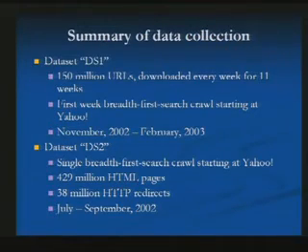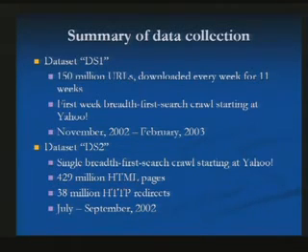So about our collection. We have 2 different data sets. The first, which I'll refer to as DS1, consists of 150 million URLs, which we downloaded each week for 11 weeks. The initial crawl was a breadth-first search crawl starting at the Yahoo homepage. And the remaining weeks were crawled exactly that same set of URLs. That crawl took place between November of 2002 and February of 2003.